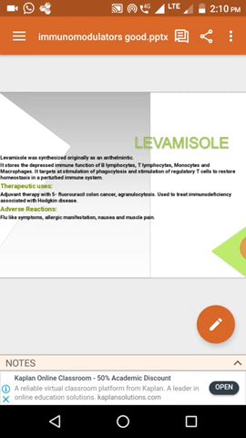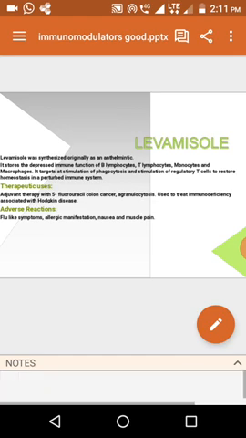So levamisole restores the activity of the cells involved in immunity functions, for example B cells, T lymphocytes, monocytes, and macrophages, and stimulates the phagocytic function of macrophages. It is mainly used in certain cancers such as colon cancer, granulocytosis, and also Hodgkin's disease. Adverse effects include flu-like syndrome, allergic manifestations, nausea and vomiting, because the immunity is overstimulated, so antigen-antibody reactions occur, leading to allergic reactions.